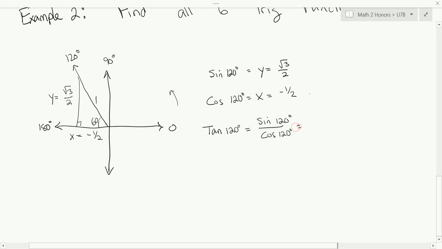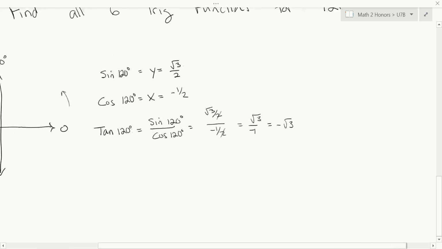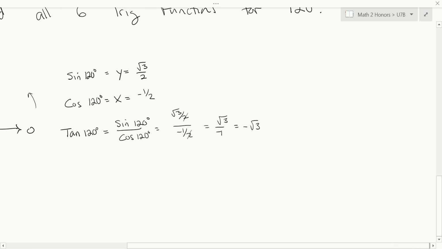And we can look back at these answers, and we saw that sine was root 3 over 2. Cosine was negative 1/2. You don't have to put x or y here. You can, but I'm not going to require that. And because both smaller fractions have the same denominator, we could reduce it to root 3 over negative 1, or negative root 3. Okay, so that's our tangent. Once you get the three basic trig functions, find their reciprocals.